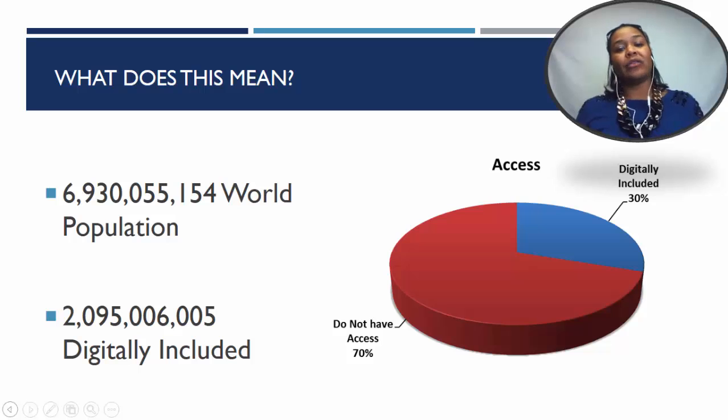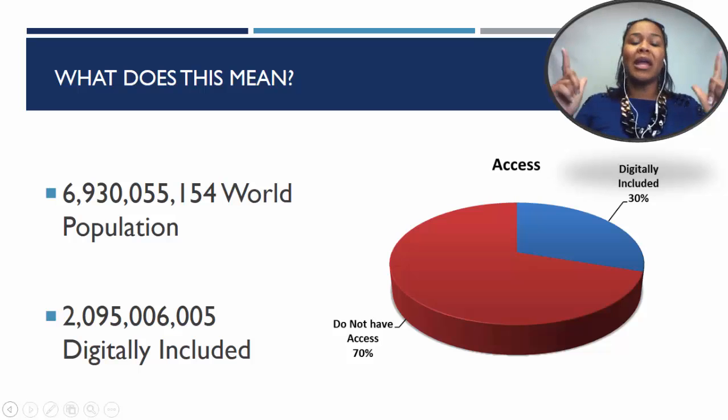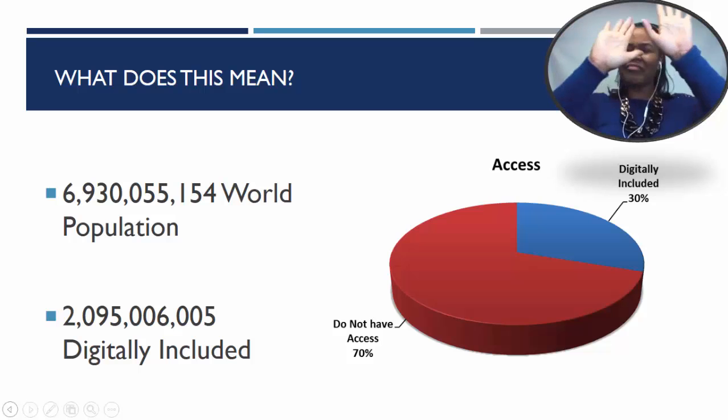What does this mean? So this means that 30% of the entire world population are digitally included, right? They have access to a computer at home, internet, broadband, right? But this also means that 70% of the world do not have a computer or internet. That's 5 billion people in the world who do not have access to the internet, never touched a computer, never accessed.